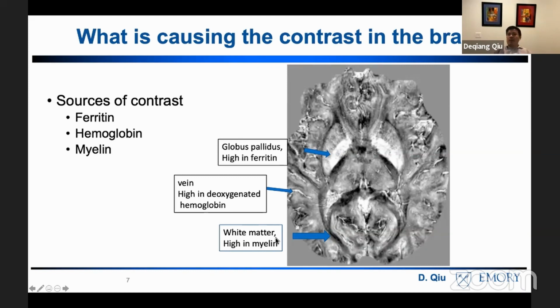In white matter, because of the myelin, it is actually more diamagnetic compared to pure water. Therefore, you see low signal intensity in white matter in the QSM image.